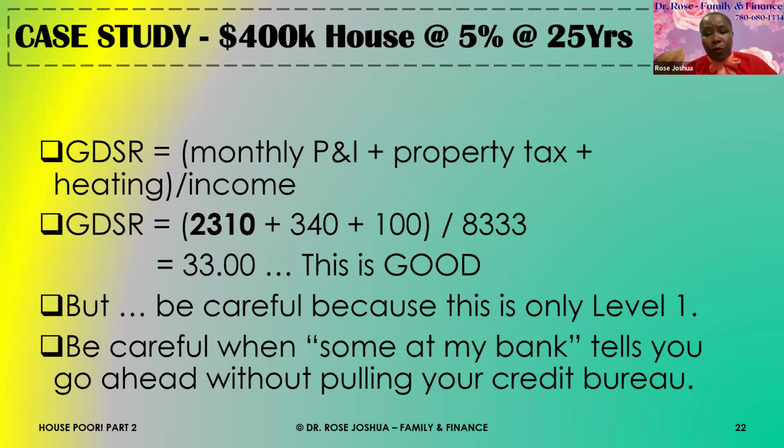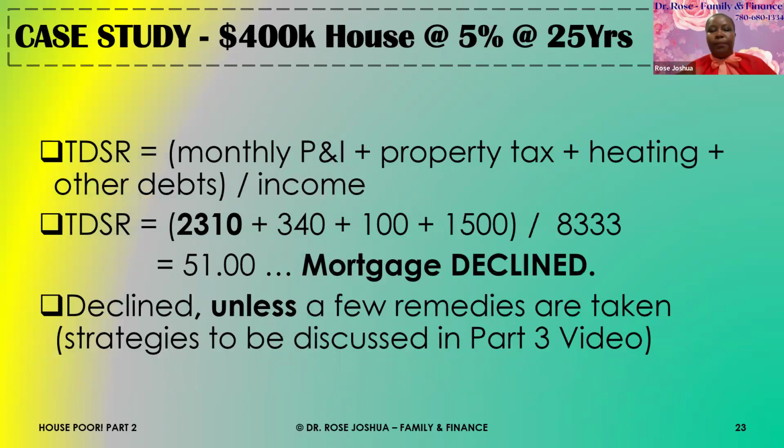So now you know that if they don't pull your credit, the number they're giving you is not accurate, because right now this GDSR looks good. But that's just level 1, because now you need to pass it through the TDSR, which is where they pull your credit and see how much credit you have. So if you now add the credit, the number is 51%, which is way over the highest recommendation of 44%. And then they decline the mortgage.